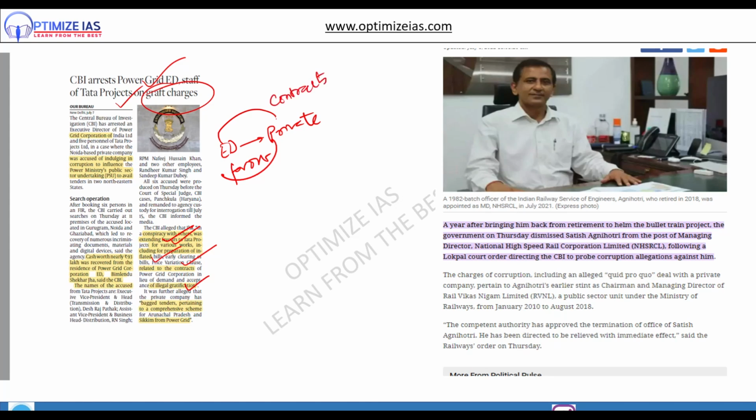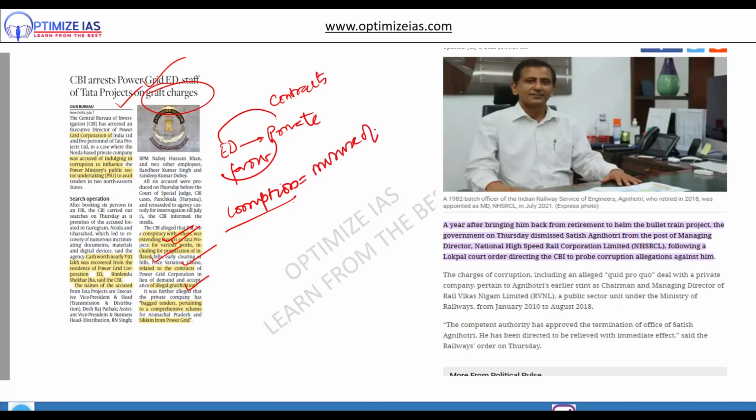So we will see what are the ethical concepts involved in this example and how can we use this example in the ethics paper. So here the basic concept is concept of corruption. What is corruption? Corruption is simply what?